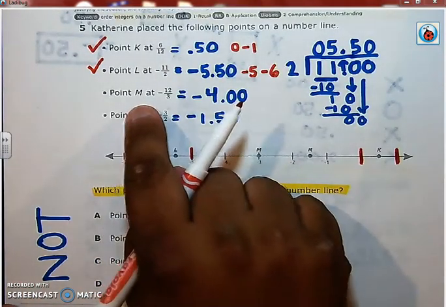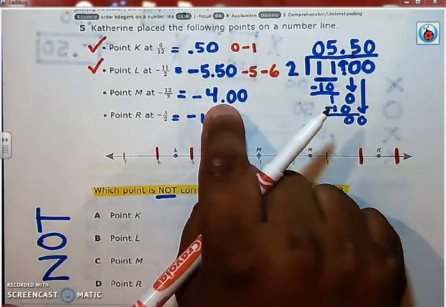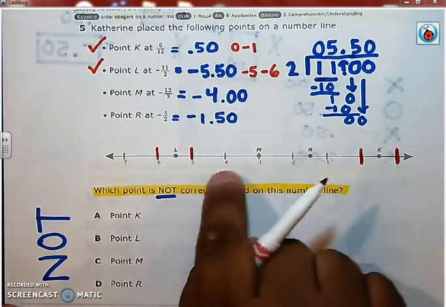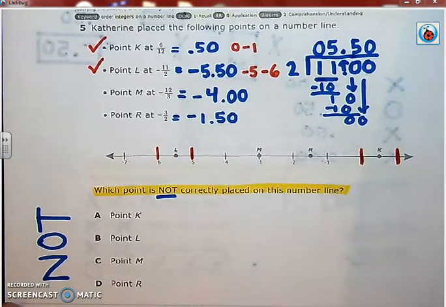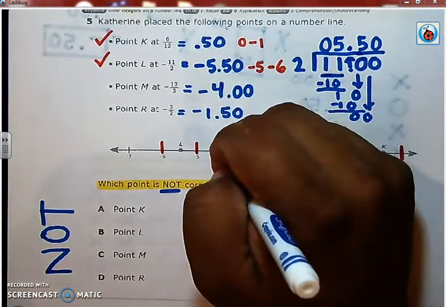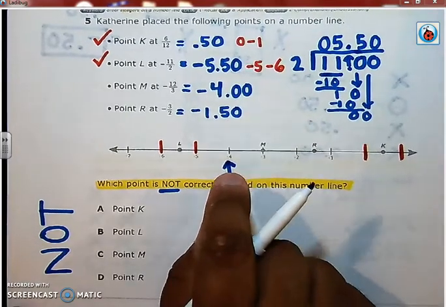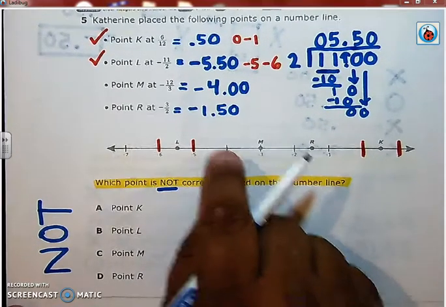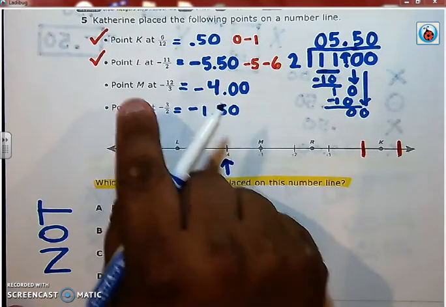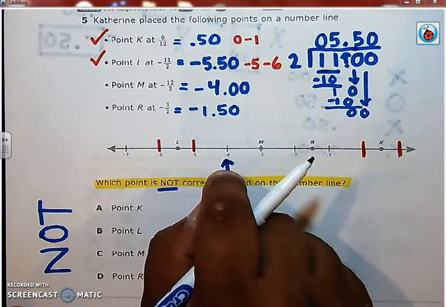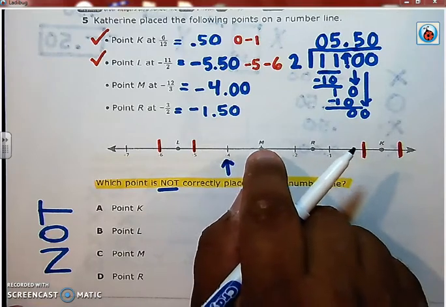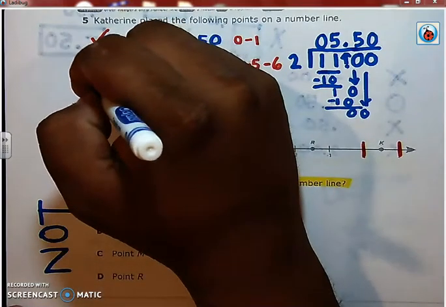Point M is at negative $4. So go to negative 4. Here is negative 4. Right there, there should be a dot that says point M. There is no dot that says point M, so this M is in the wrong spot. It does not belong there.